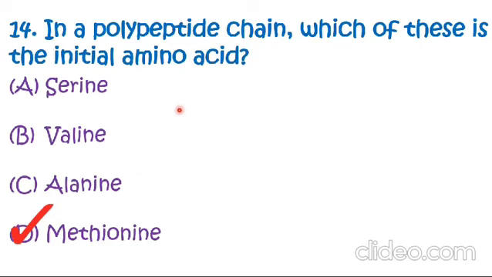See, in the protein synthesis translation process, the initial amino acid incorporated into the growing polypeptide chain is methionine. So why is this? This is due to the role of the start codon, which is AUG, which codes for methionine in prokaryotes as well as in eukaryotes. So the correct option over here is methionine.